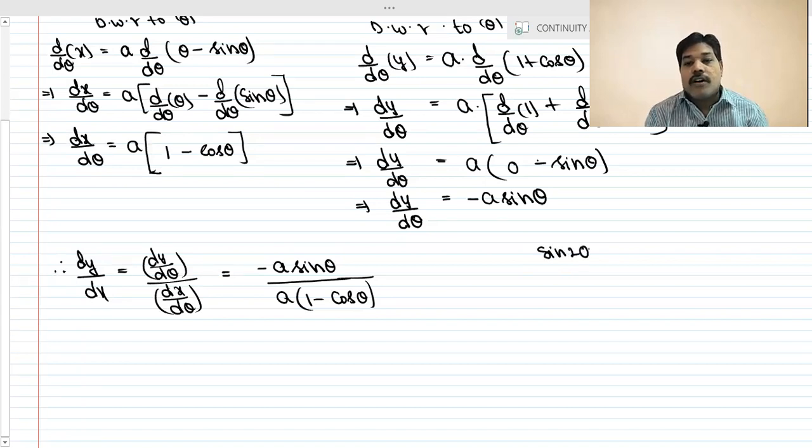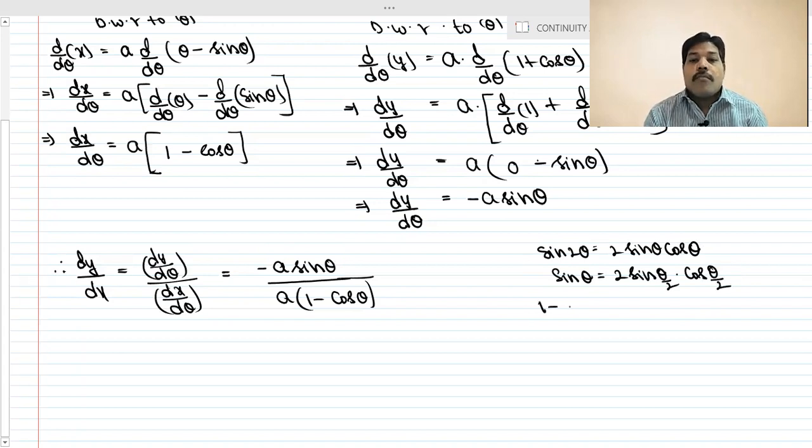What is the sine 2 theta formula, students? That is nothing but 2 sine theta cos theta. So what is the half angle formula? That is the sine theta formula. What is the sine theta formula? It is 2 into sine theta by 2 into cos theta by 2.